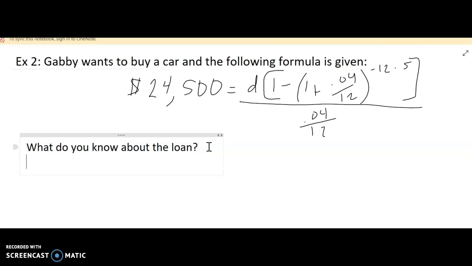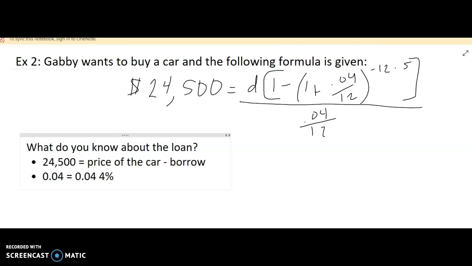And really, this is just becoming aware of what we have, right? So if we recognize 24,500, I don't know what that was, that is the price of the car, right? That's how much she's going to borrow. We know that 0.04 is the same as 4%. Why does that keep giving me the same thing? What am I hitting? I don't know. Computers are fun. That is giving me the annual interest rate.